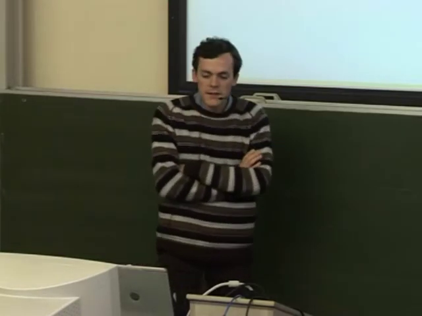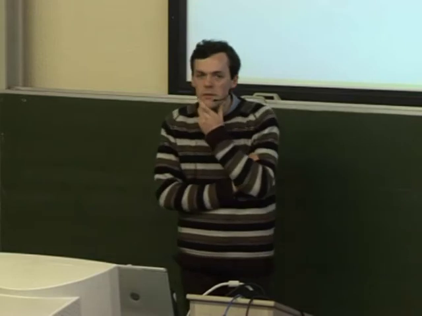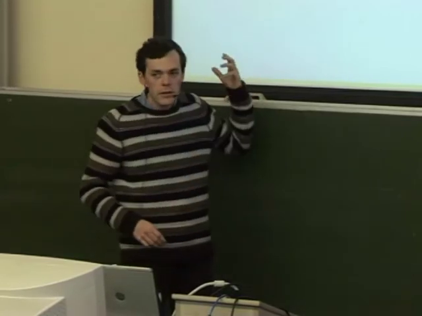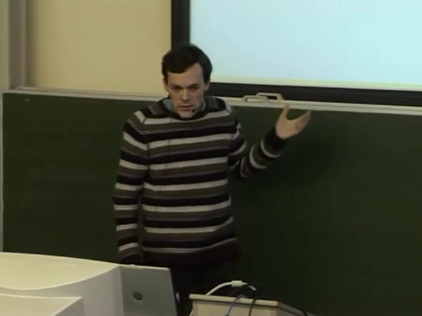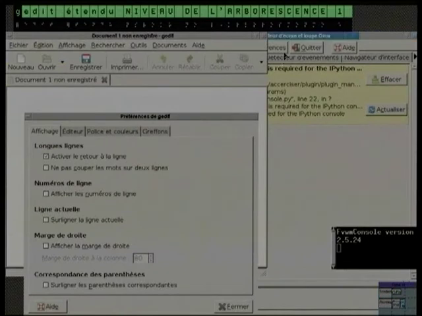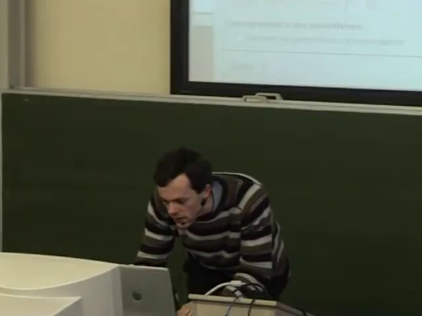I will show it later. So, what is accessibility, also known as A11Y, the usual contraction algorithm? It's making software usable by disabled people. Disabled means a lot of things. Of course, the first example, and the one I will detail in this talk, is blind people, who can't see at all. There are also people who are just low-sighted, and for those people I will just show things that can be done. I won't talk so much about that because I don't know so much.